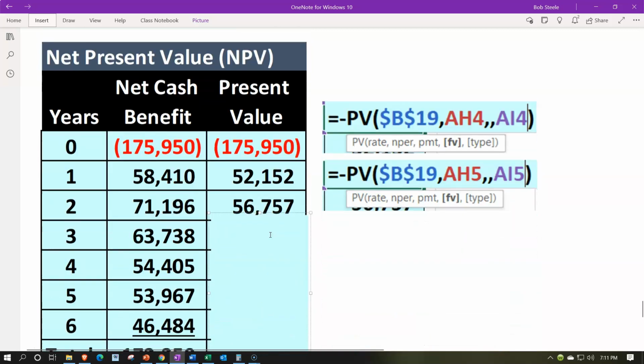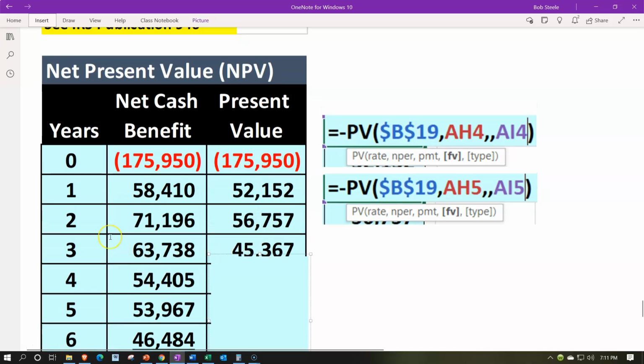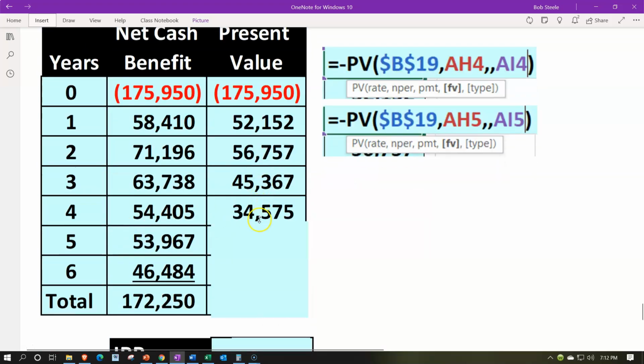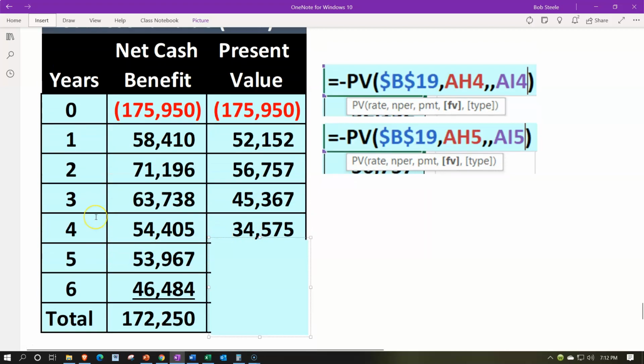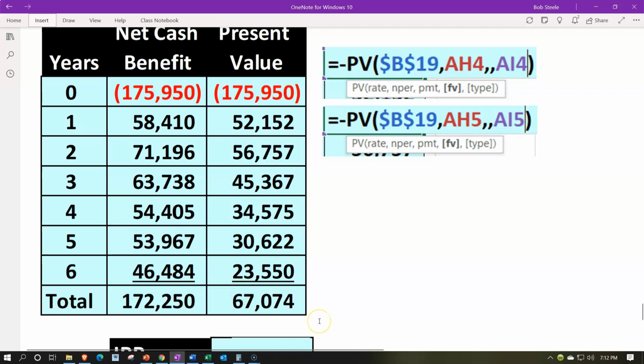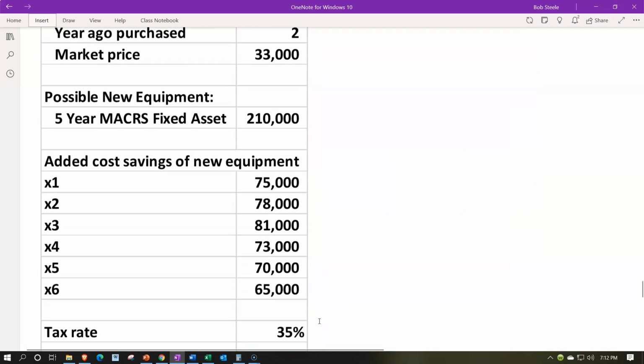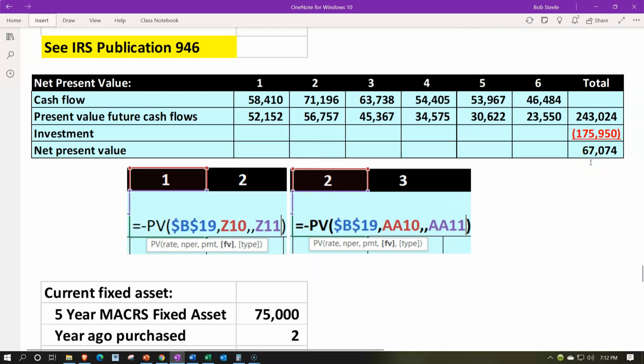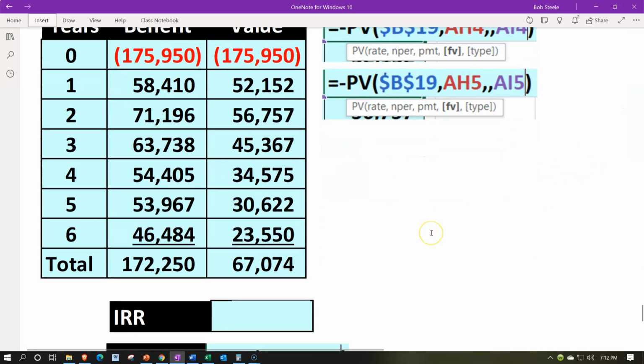71,192 discounted at 12% for 2 periods, 56,757. The 63,738 discounted 3 periods at the 12% gives us the 45,367. 54,405 discounted 4 periods at the 12%, 34,575, and the 53,967 discounted at the 12%, 5 years, 30,622. Finally, the 46,484 discounted 6 years at the 12% is the 23,550. Adding those up, we get once again to the 67,74, just like you knew we would, because we did the same thing, but in like reverse column order, reverse the table.